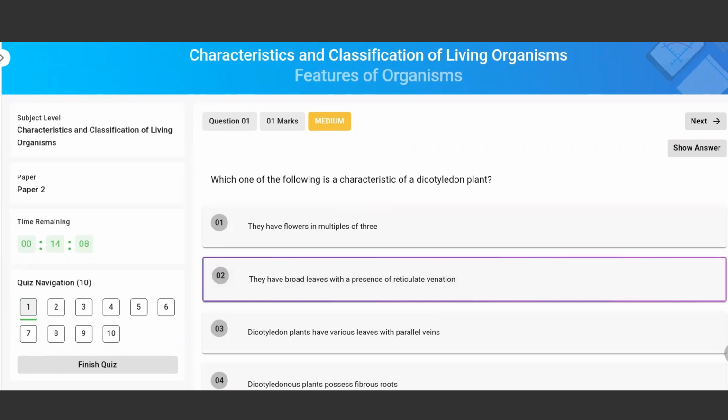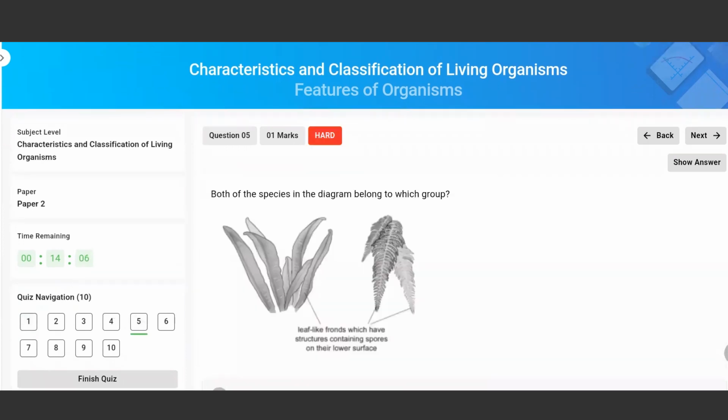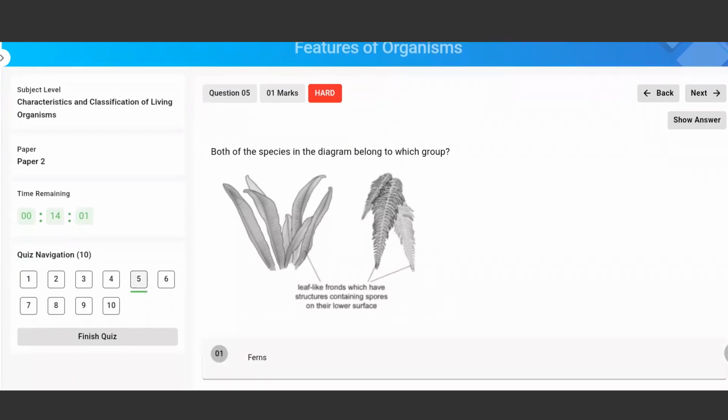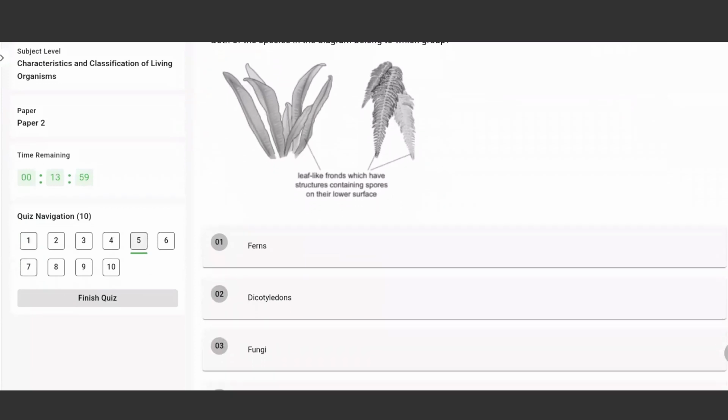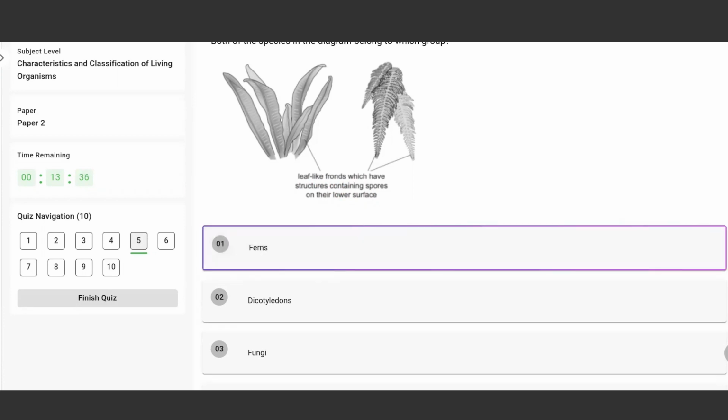So let's move on to our next question, which says both of the species in the diagram below belong to which group. So they've given us the diagram of two plants and they want us to identify which group of plants this belongs to. So let's take a look at the description given here. These plants have leaf-like fronds which have structures containing spores on their lower surface. So we've learned about this group of plants and we definitely know that the plants being described are ferns. So that's our answer for that.